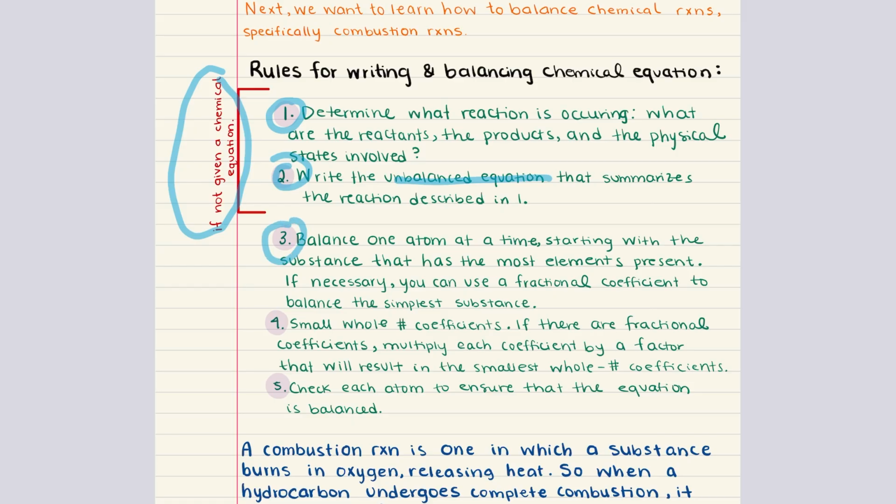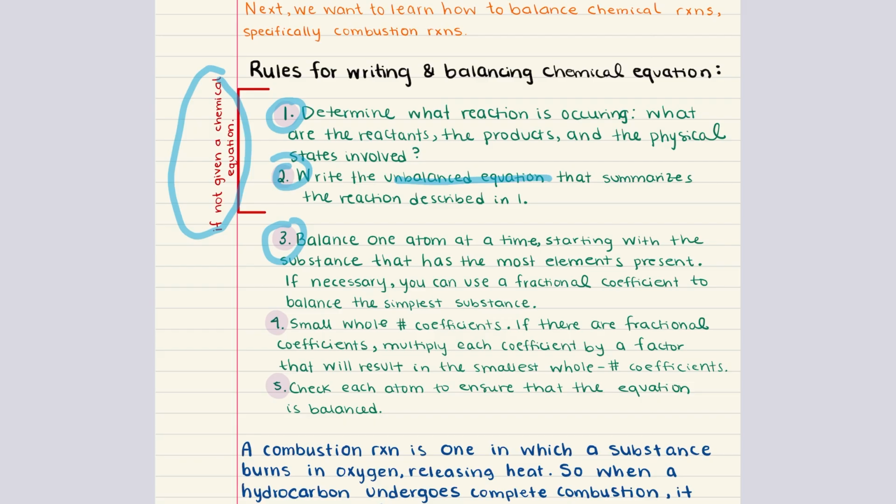Now, step 3 tells us, okay, you have your unbalanced chemical equation. Now it's time to balance one atom at a time. You want to start with the element that appears in the most complex molecule. So typically the one with the most elements in it.